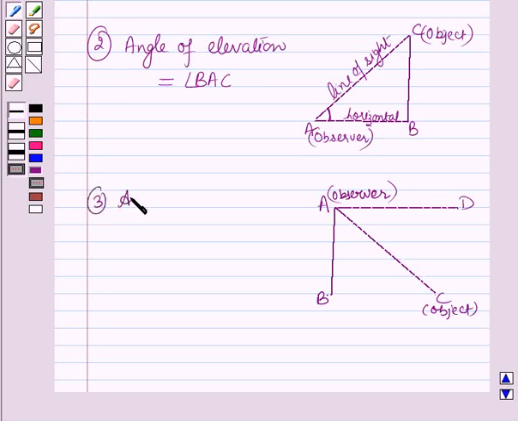And third is the angle of depression. Now here, suppose that a person is standing on the top of the tower AB, that is on the point A, and he is observing an object which is lying at the point C. So the line AC will become the line of sight. So here the angle CAD, which is formed by the line of sight with the horizontal, is called the angle of depression. So here the angle of depression is angle CAD.